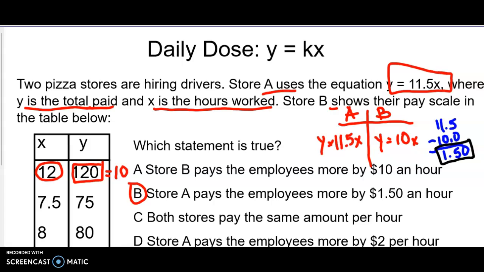Okay, looking at the problem on daily dose, 2 pizza stores are hiring drivers. Store A uses the equation y is equal to 11.5x, where y is the total paid and x is the number of hours worked. Store B shows their pay scale in the table below. So looking at store B, the y value is 120, the x value is 12. So we know the 12 factors into 120 10 times. So for store B, y is equal to 10x. So there's a difference of $1.50 between store A and store B. So store A pays employees more by $1.50 an hour.